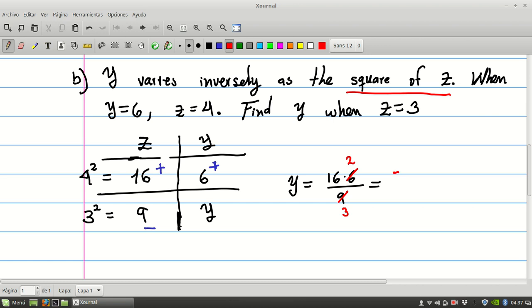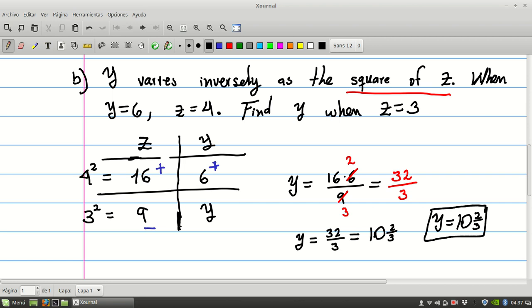16 times 2, 32 thirds. So what we have as an answer is that y is 32 thirds. That is 10 and 2/3. Okay, y equals 10 and 2/3. That is pretty cool because it's obviously greater than 6 because we increase z.